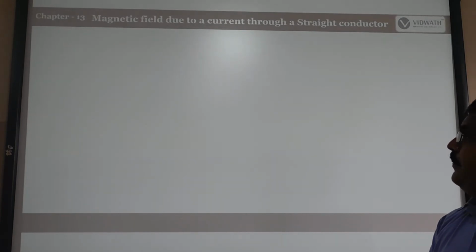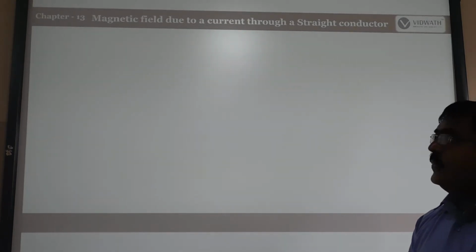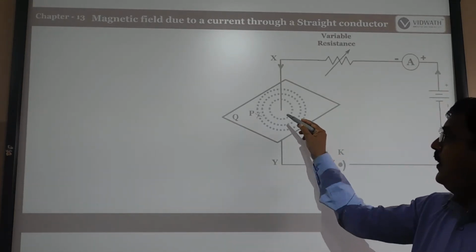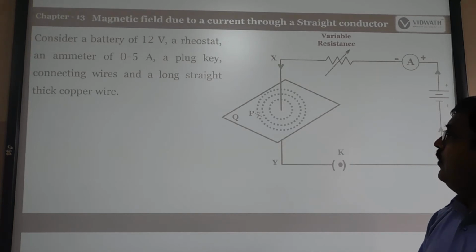So next one is how the pattern of lines is produced in the magnetic effect of electric current.